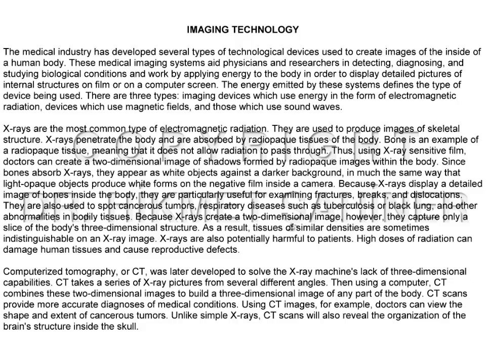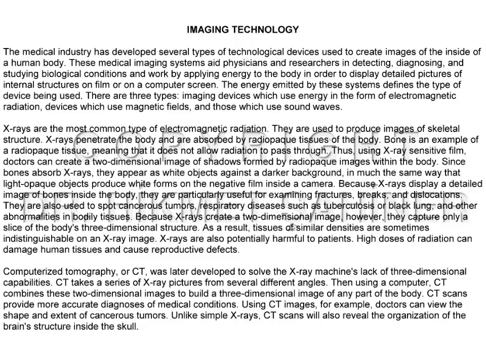Because X-rays display a detailed image of bones inside the body, they are particularly useful for examining fractures, breaks, and dislocations. They are also used to spot cancerous tumors, respiratory diseases such as tuberculosis or black lung, and other abnormalities in bodily tissues. Because X-rays create a two-dimensional image, however, they capture only a slice of the body's three-dimensional structure. As a result, tissues of similar densities are sometimes indistinguishable on an X-ray image. X-rays are also potentially harmful to patients. High doses of radiation can damage human tissues and cause reproductive defects.